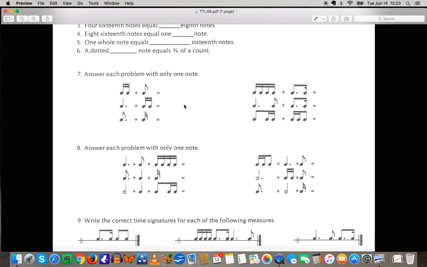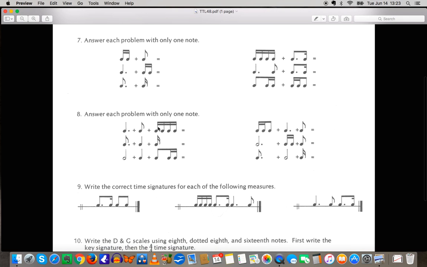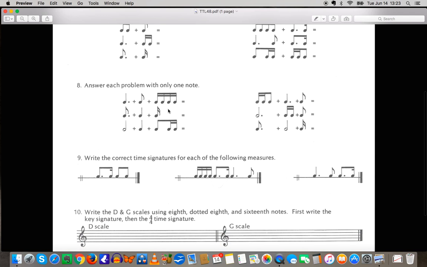Answer each problem with only 1 note. So they want a note for the answer. We've got an 8th note here plus an 8th note here. Basically half a beat plus half a beat equals 1 whole beat. So you get a quarter note right there. All right. Make sure you use your beams to help you out. Remember, the beams are designed to help you separate beats. That's 1 beat, that's 2 beats, okay? Half note, easy, right?